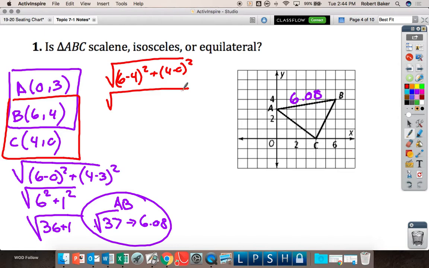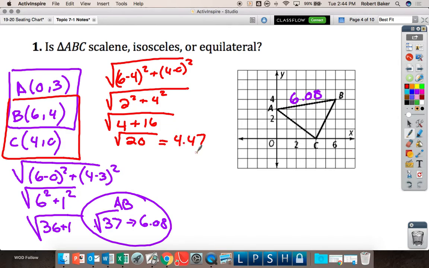6 minus 4, 2. 4 minus 0, 4. 4 squared, 16. And that equals the square root of 20. Calculator. 4.47. You're like, how does he know that? This is the third time I've done this today. Let's not kid ourselves. So that is the length of BC.